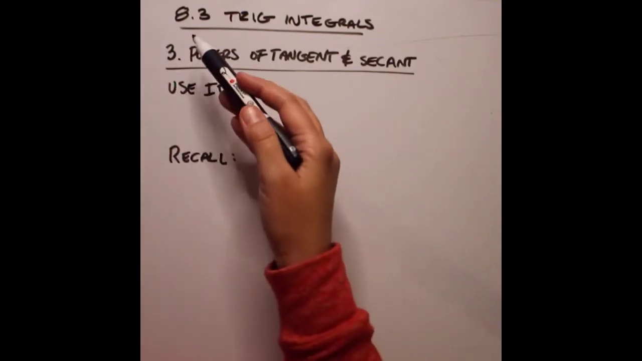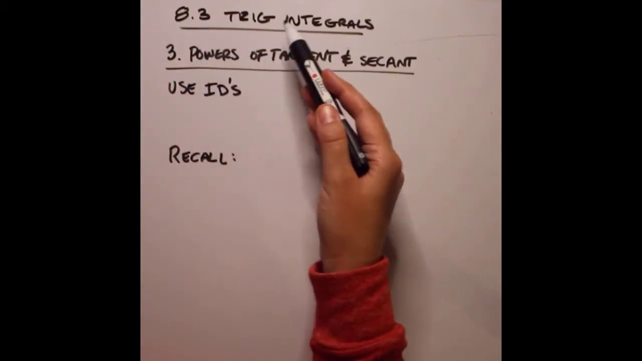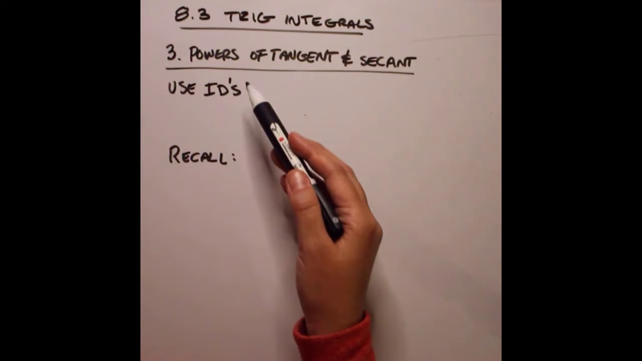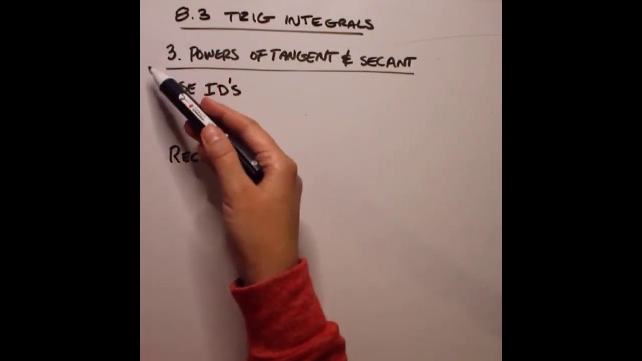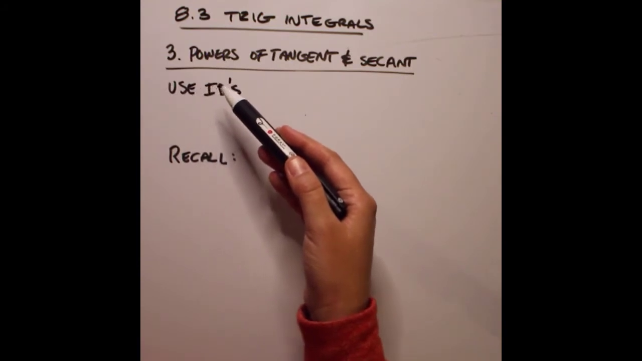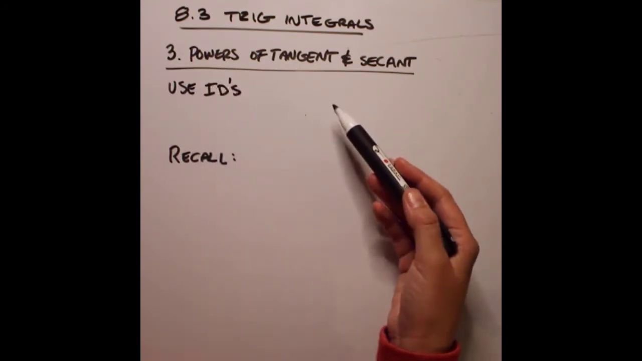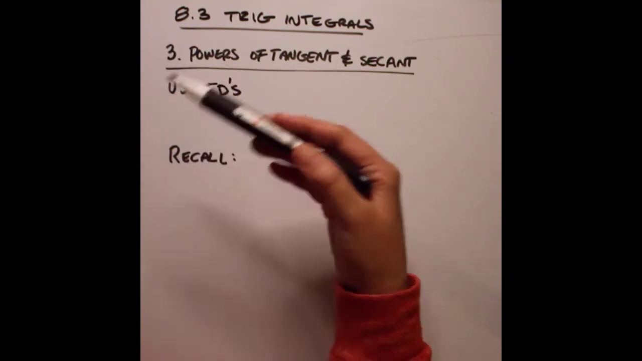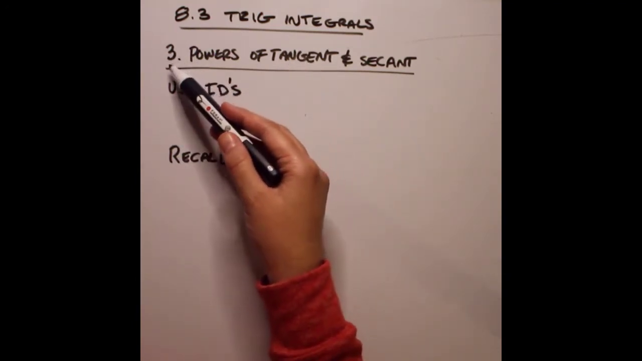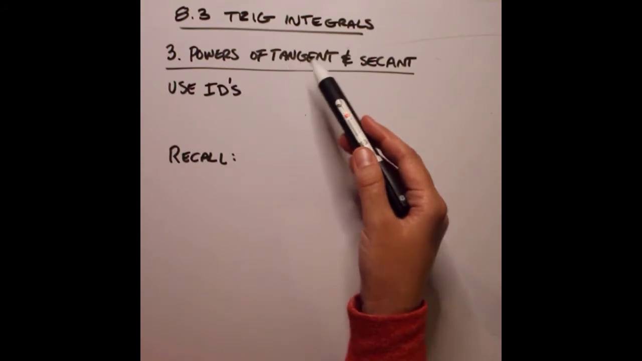Hi everyone, in this video we're picking up in 8.3 on trig integrals, and we're continuing on after our previous video about what I called number 1, which was having to do with powers of sines and cosines. Now I am skipping part 2 and I'm going to add that in with part 4 in the next video, so we're jumping right into part 3 where we have powers of tangent and secant.